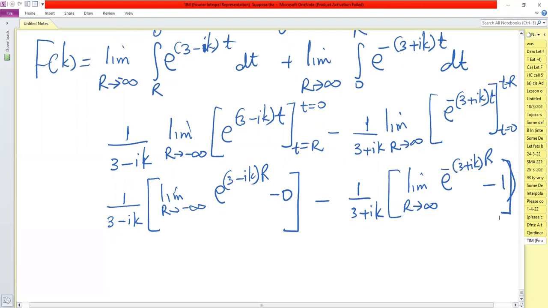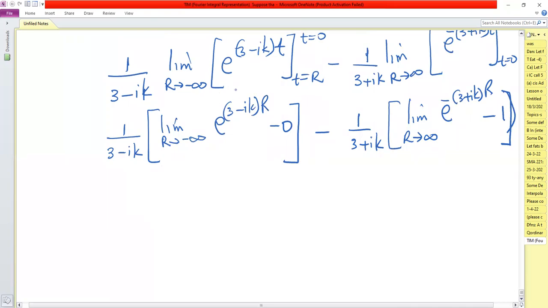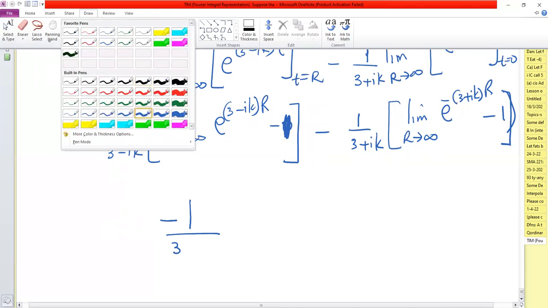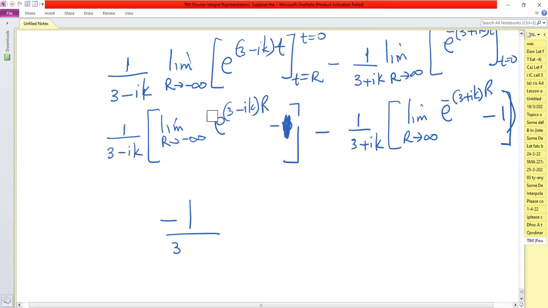So when you put r to negative infinity, we'll have 1 over e raised to the power 3 minus ik, and then infinity. So that limit will be 0. So remember, this is 1, not 0. So this will just be negative 1 over 3. Okay, so that is the interpretation of the upper limit, which is 0.